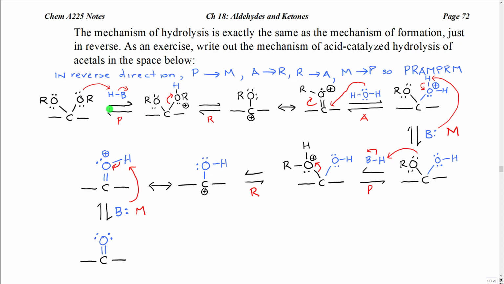A remove step becomes an add step, and a make stable becomes a protonate. So what we get in this case then, if we look, we protonate, we remove, we get the resonance stabilized intermediate that we don't have to do anything to, then we add, then we make stable, then we protonate, remove. So the acronym in the reverse direction is PRAM-PERM.